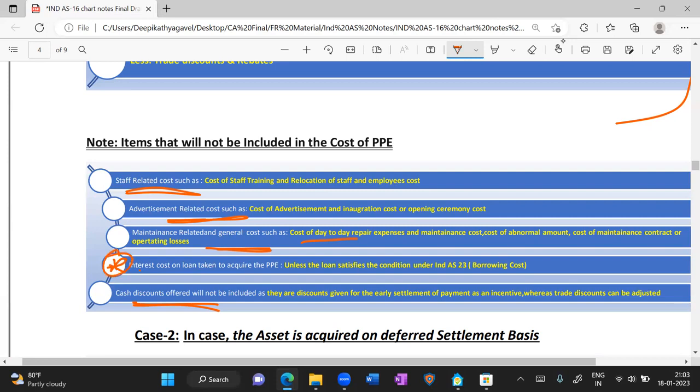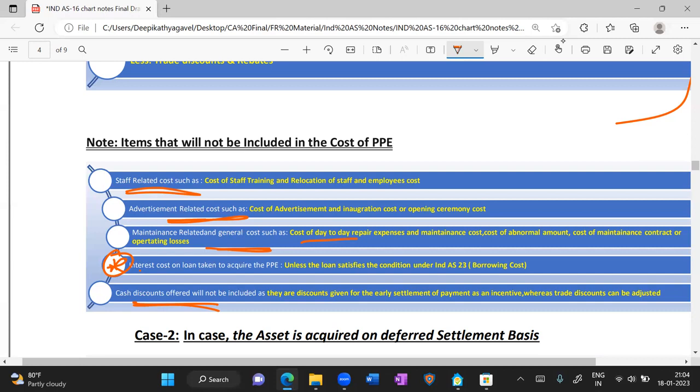Similarly, this is an important point. It says that in case you have taken any loan to acquire that PPE, and for that loan there's an interest, obviously, will that interest cost be included in the cost of PPE? The standard does not clearly deny it. The standard says, look at whether that particular loan satisfies the condition of Ind AS 23 Borrowing Costs. If the loan that you have taken satisfies the condition of Ind AS 23, then that interest can be added to the cost of PPE, otherwise no.